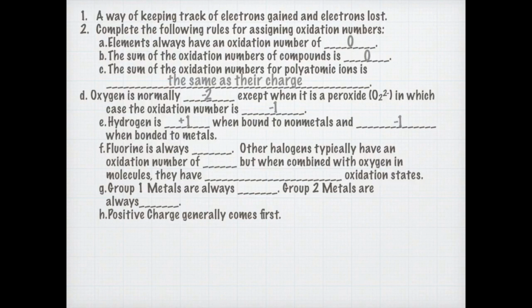When it's bound to metals, which have a positive charge, it's going to have a -1 charge. Fluorine is always going to have an oxidation number of -1, which is the same as its charge. Other halogens tend to have a -1 oxidation number, just like their charge. But when they're combined with oxygen, because oxygen always has that -2 oxidation number, except when they're peroxides, then halogens can have various oxidation states, which we'll look at. The easy stuff: group 1 metals always have a +1 oxidation number, just like charge, and group 2 always have a +2 oxidation number. And the positive charge generally comes first when you're writing a compound. So, with these rules in mind, let's look at a couple of examples.